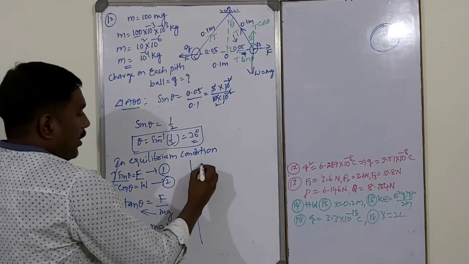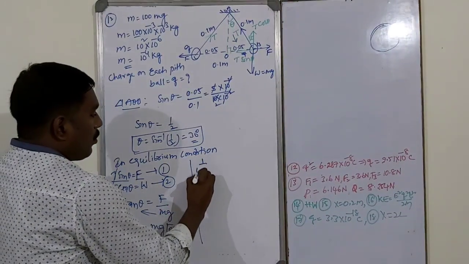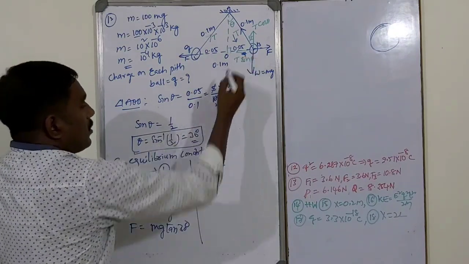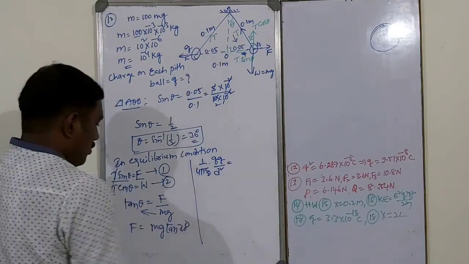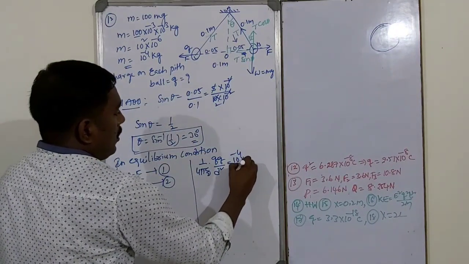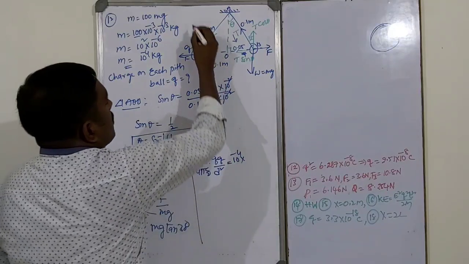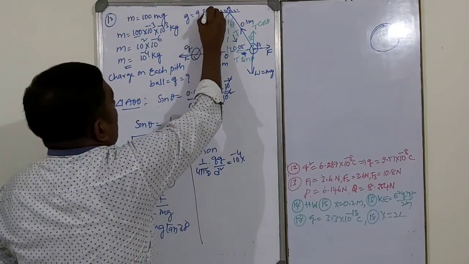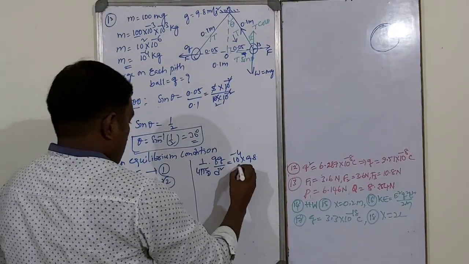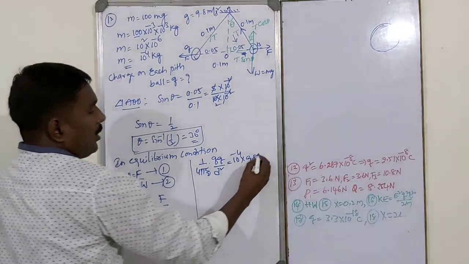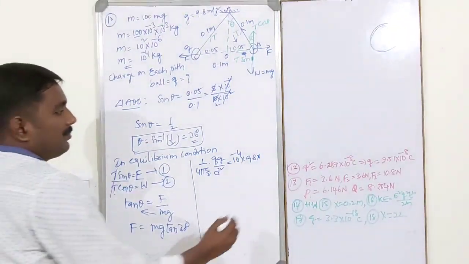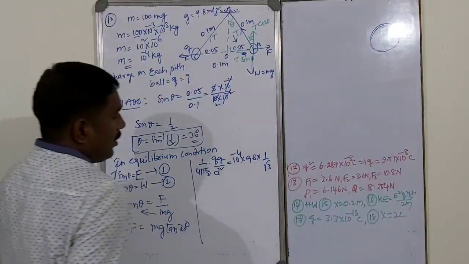Then according to Coulomb's law, what is the value of F? 1 over 4 pi epsilon naught, q square by d square, where d is the total distance, is equal to m g tan theta. What is the value of mass? 10 power minus 4. Into g. What is the value of g? Acceleration due to gravity. So I will take 9.8 meters per second square. So mg tan 30. What is the value of tan 30? 1 by root 3.